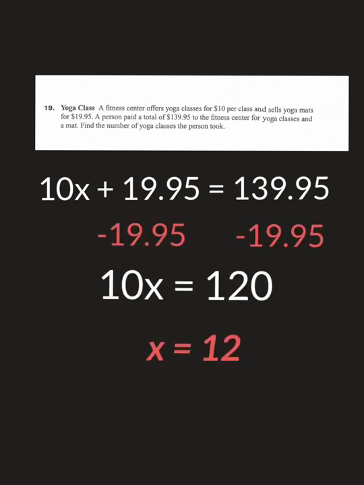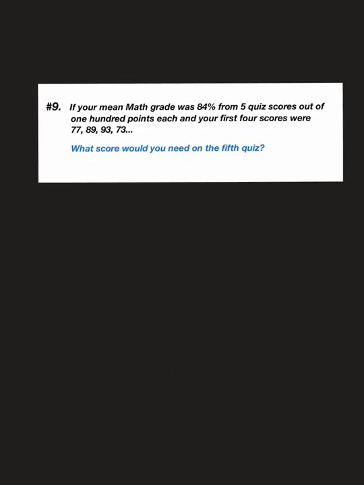So now I just simply take 19.95 away from both sides of the equation. It leaves you with 10x equal to 120. Then all you have to do is divide both sides by 10 and x equals 12. So the answer to the question is the number of yoga classes the person took was 12 classes.